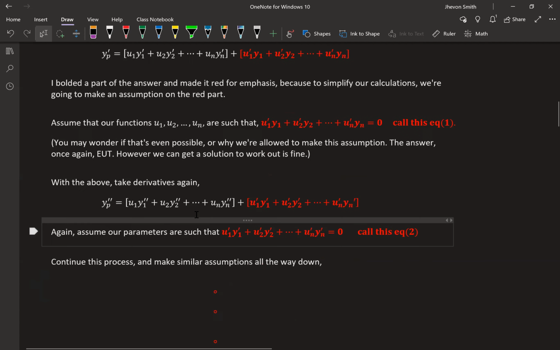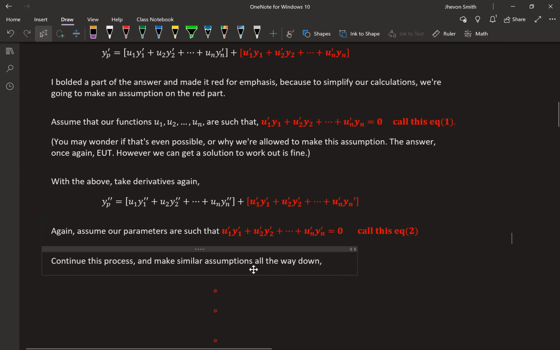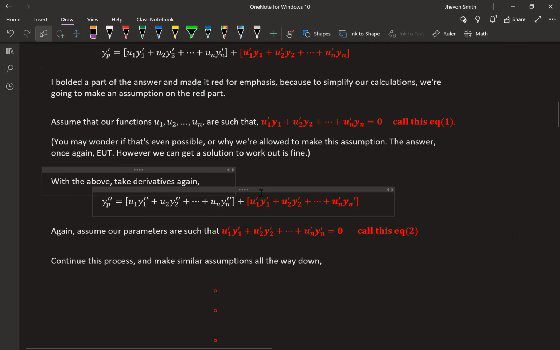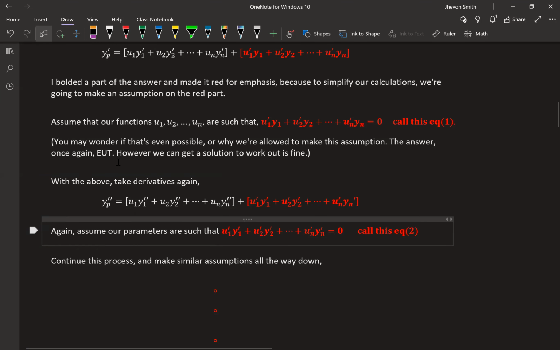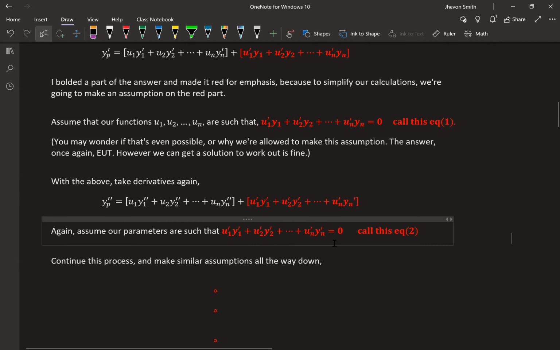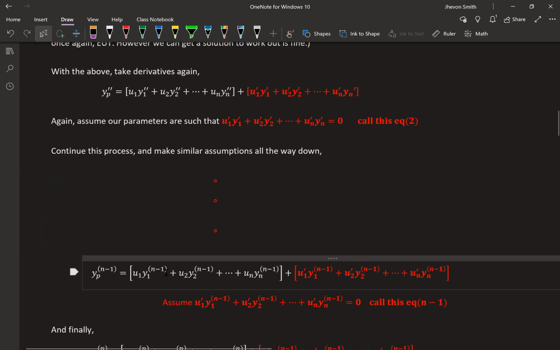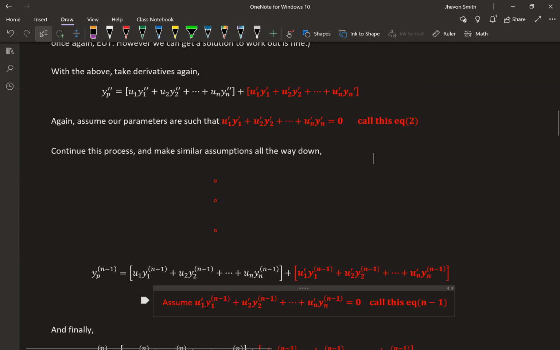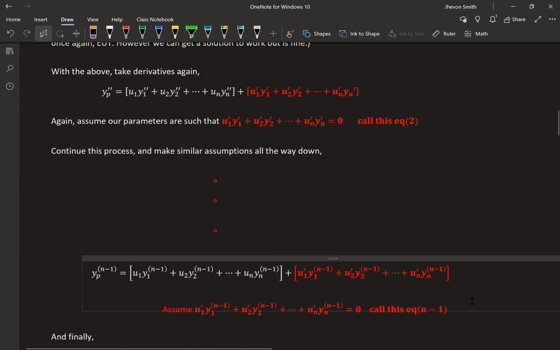Okay, so we keep doing this. We repeat this process. So I just keep going through finding derivatives. I'm throwing away the right side. Find the second derivative, throw away the right side. Find the third derivative, throw away the right side. Find the fourth derivative, throw away the right side. But every time I throw away one of these right sides, I name them a specific equation because I'm going to use them later on. So eventually I get down to the n minus first derivative, and it looks like this. And again, I'm going to throw away the right side. This is now the equation numbered n minus 1.